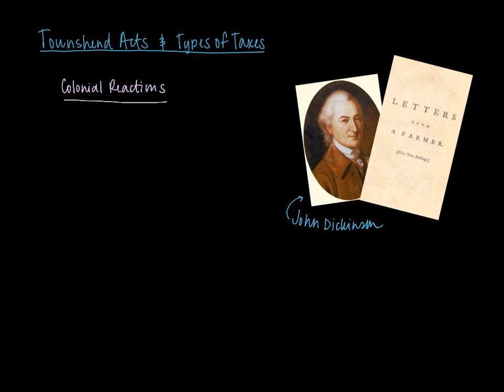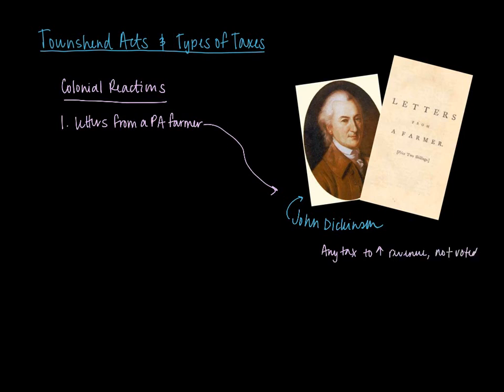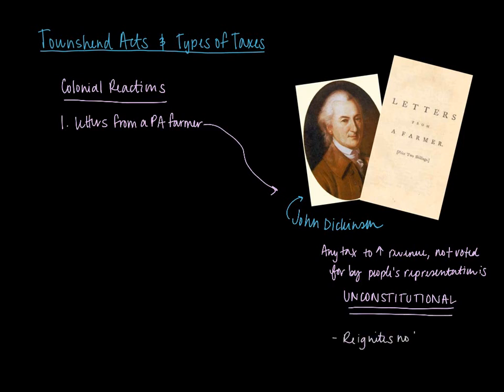In December 1767, John Dickinson writes a series of about 12 essays called Letters from a Farmer in Pennsylvania. He states that any tax designed to raise revenue is unconstitutional if it was not voted for by a people's elected representatives. These essays reignite the entire no taxation without representation argument. The Massachusetts Assembly, about a month or two later in early 1768, reacts to Dickinson's arguments.